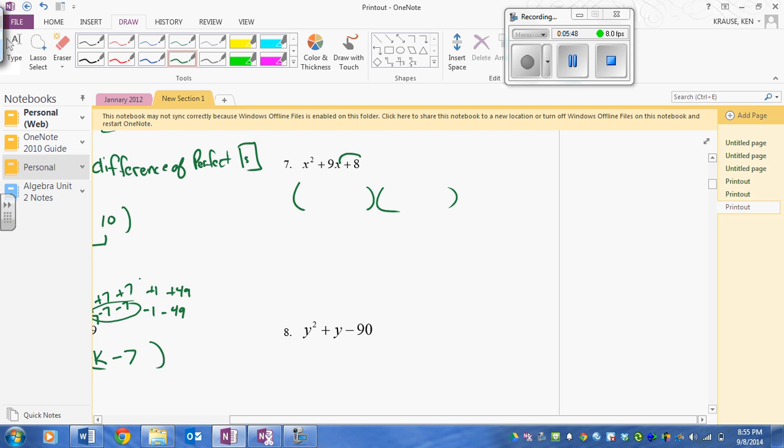Since this is a positive, you know that the two signs have to be the same, and they're both going to be positive. Now the way to multiply to x squared is x times x. They have to multiply to 8 and add up to 8.